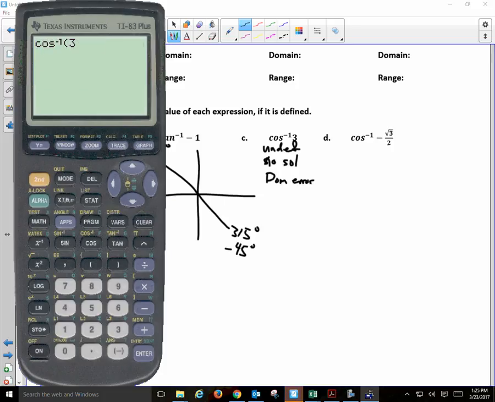Cosine inverse of negative root of 3 over 2. You guys told me that for this one you would get a positive angle. We get 150 degrees. Not too bad, huh?